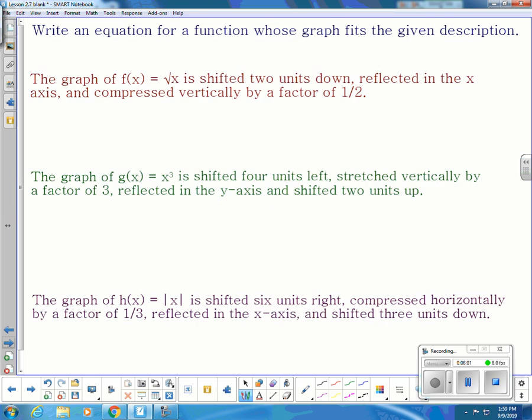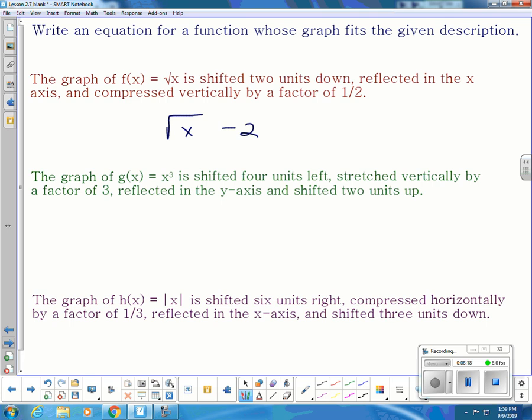Okay, let's write the equations. X is shifted 2 units down. So where would that 2 be? Inside with the x or outside? Outside. Plus or minus? -2, because down means minus.